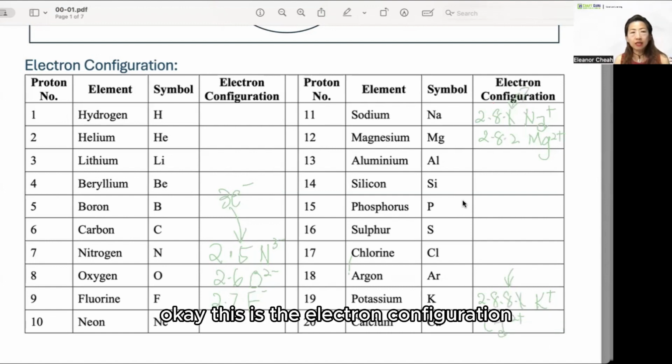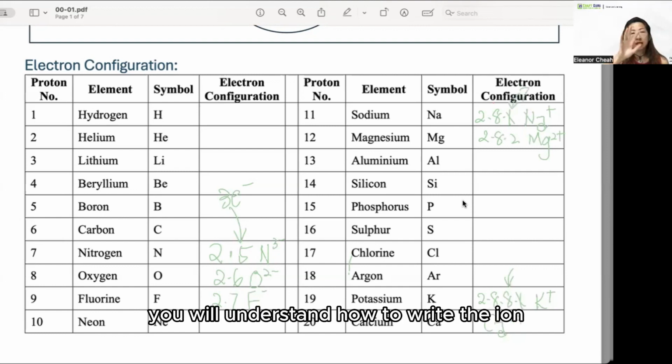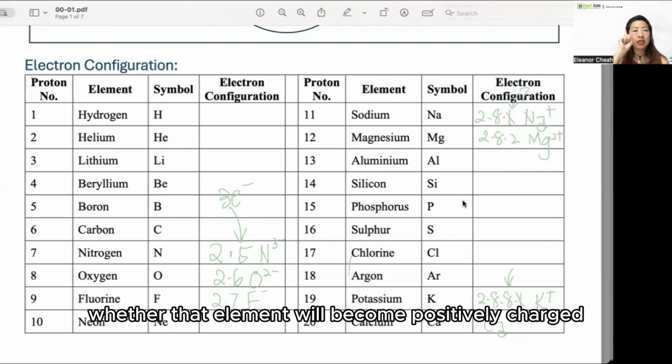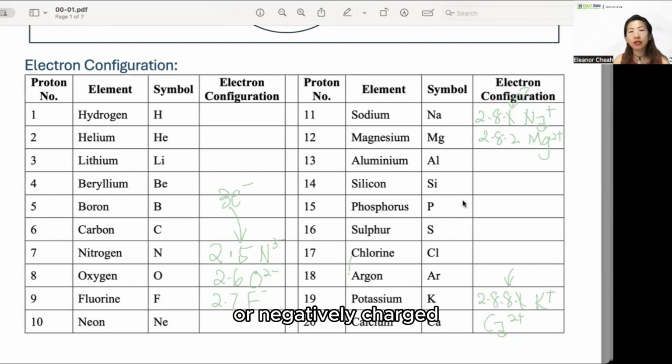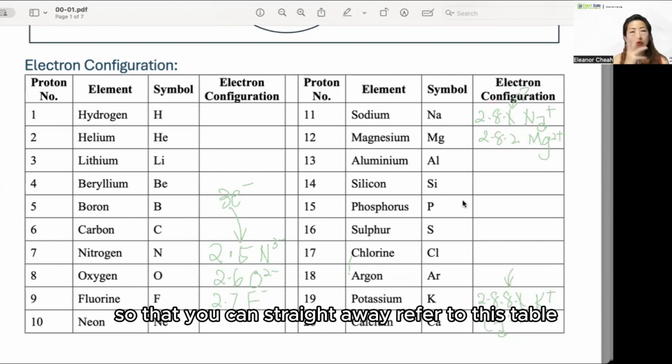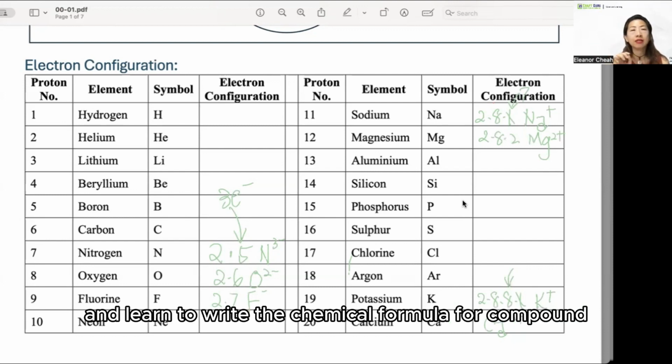Okay. This is the electron configuration. Understand electron configuration, you will understand how to write the ion. You know whether that element will become positively charged or negatively charged. So here I have prepared the table for you so that you can straight away refer to this table and learn to write the chemical formula for compounds.